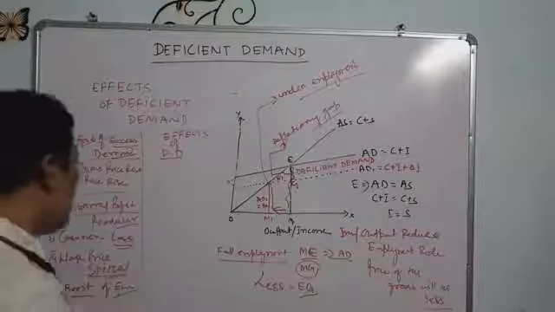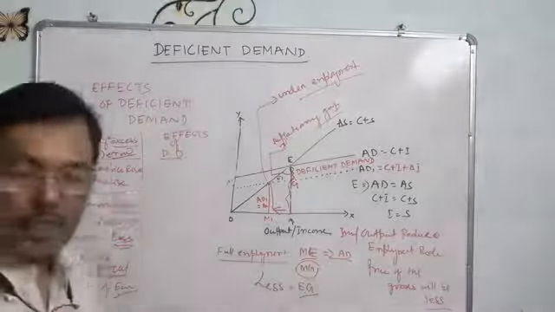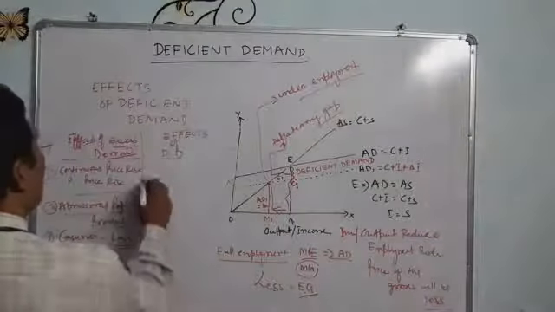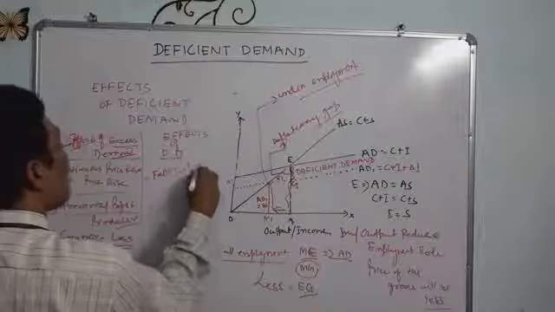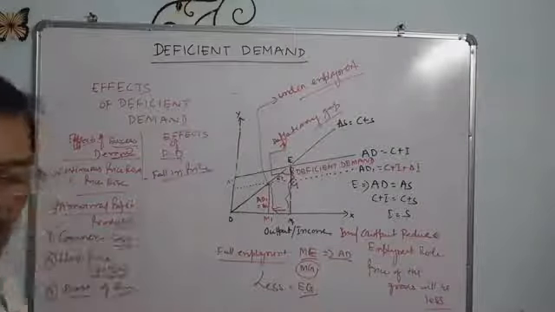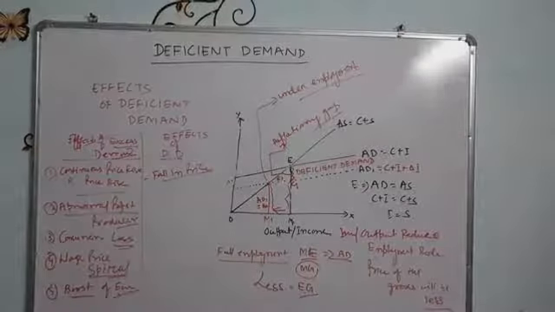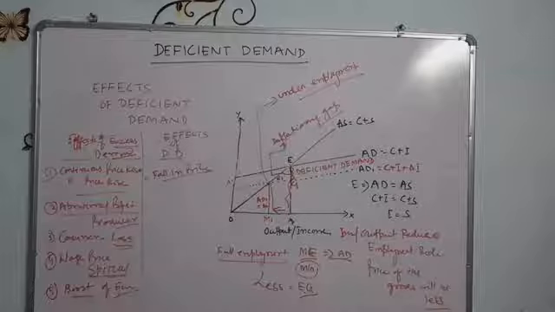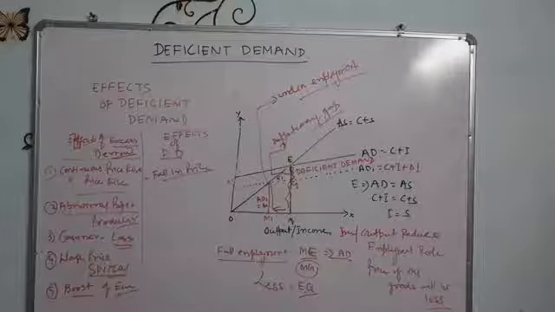Similarly, just the reverse: with a continuous price rise, here the effect will be a fall in the price. I was telling you at that time, if you are clear about the effects of excess demand, you should not fall into any problems in deficient demand. So there is a fall in the general price level.